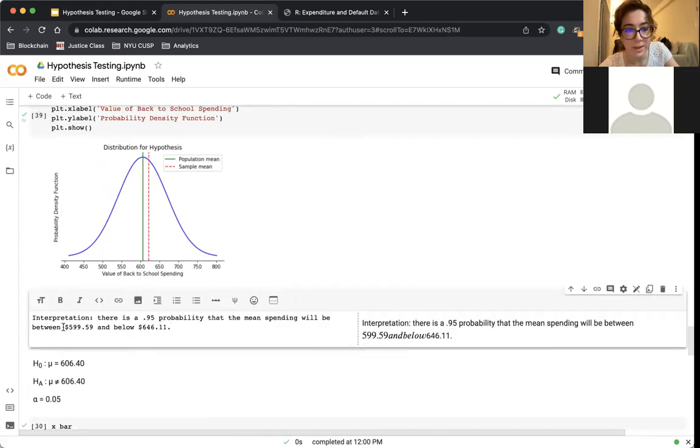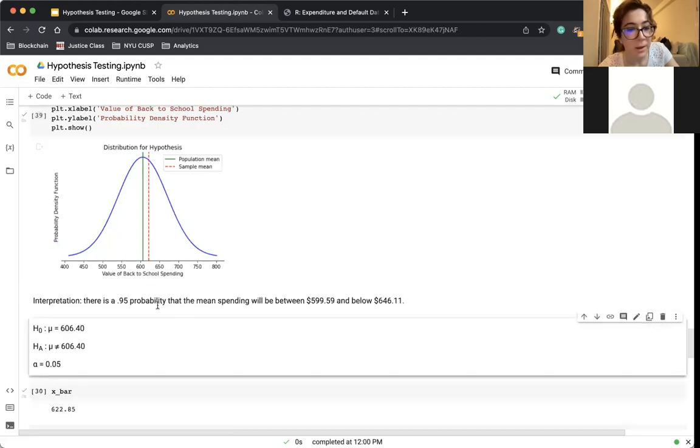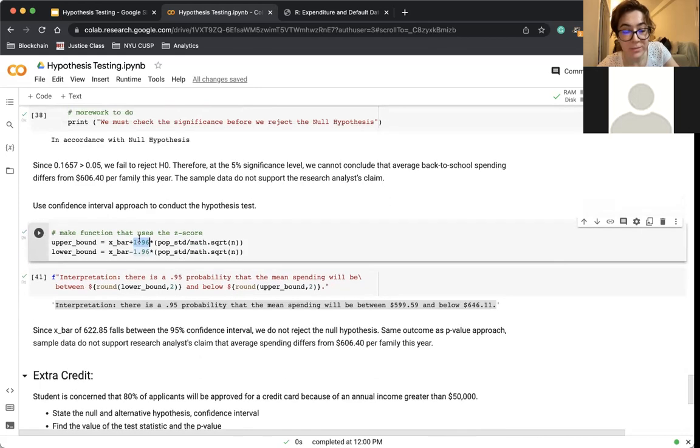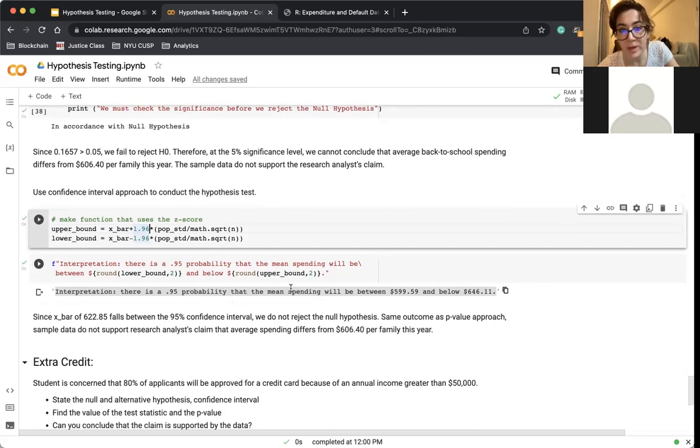And this always happens in Markdown because it thinks the dollar sign is something else. So you just have to use this backward slash to say, hey, this is a dollar sign. Don't reformat it weird. So we would expect that the mean spending would actually be just within these intervals. This was just calculating the z-score for the 95% probability of what we'd expect to see.